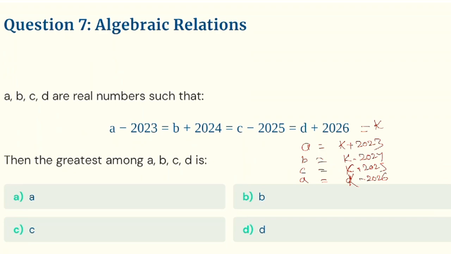Now K is a constant value. You can observe from here which can be the greatest among A, B, C, D. When the maximum value is added to this constant K, that will give you the maximum value. So K plus 2025 is the greatest value. That means C is the greatest one among all.